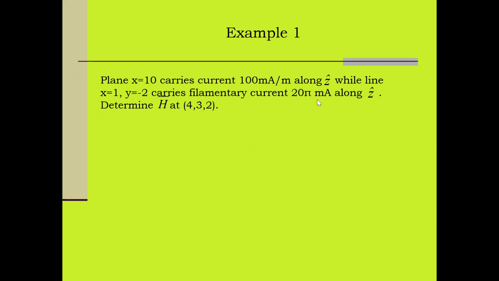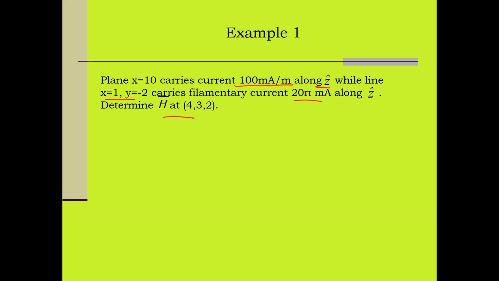Let us have a look at the first example for the ECL. For example number one, we are given the following current distribution. We have the plane of x equals 10, which carries a current of 100 milliampere per meter along the z direction, while the line of x equals 1, y equals -2 carries a filament current of 20 pi milliampere along the z direction. The question is to determine the H field intensity at the point (4, 3, 2).